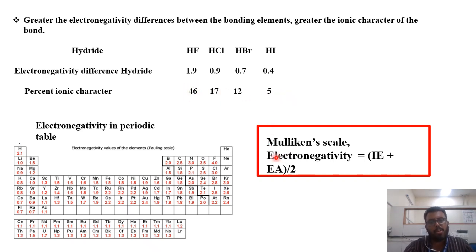There is also another one called the Mulliken scale, with which you can calculate the electronegativity as the sum of ionization energy and electron affinity, over 2. So you are averaging them and dividing by 2, and that gives you the electronegativity value. What does it mean? If you know the ionization energy value of an atom, for example fluorine, and the electron affinity value for the fluorine atom, just sum them and divide by 2, and you will get the electronegativity value. That is called the Mulliken scale.